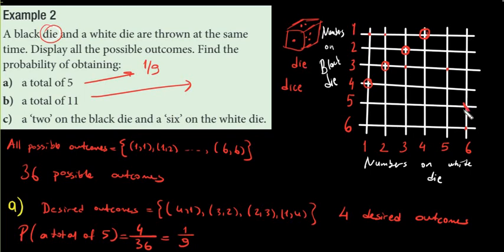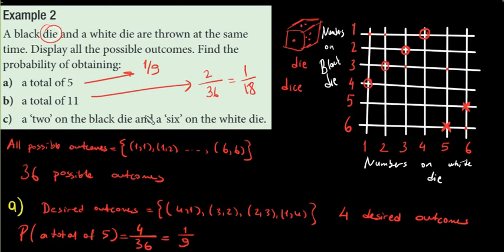So 5 plus 6 is 11, and also 6 plus 5 is 11, right? What is the number of desired outcomes for this question? 2. What is the number of all possible outcomes? 36. So 2 over 36, which is 1 over 18, is the answer for B. The number of desired outcomes over the number of all outcomes. Any question? And let's look at C.